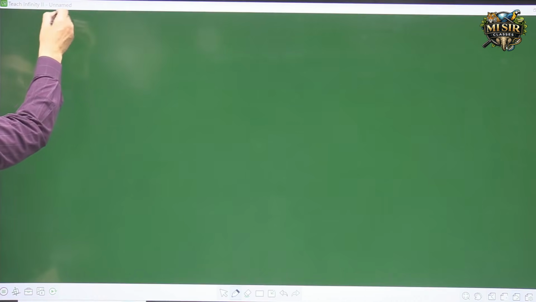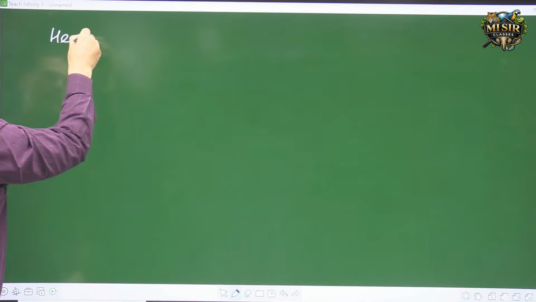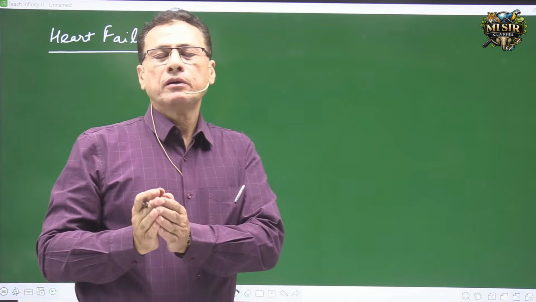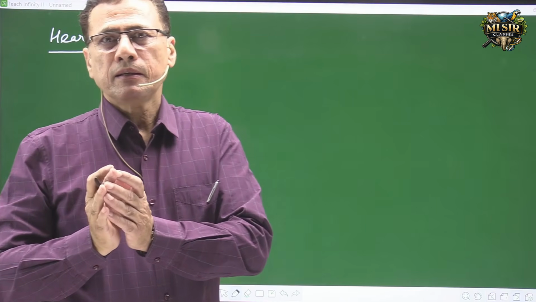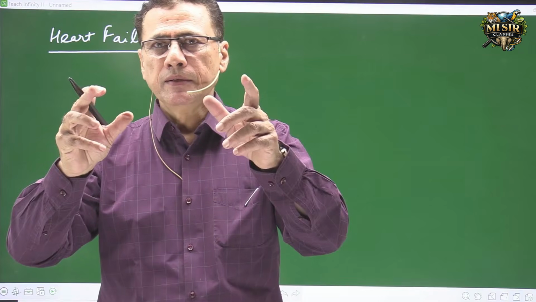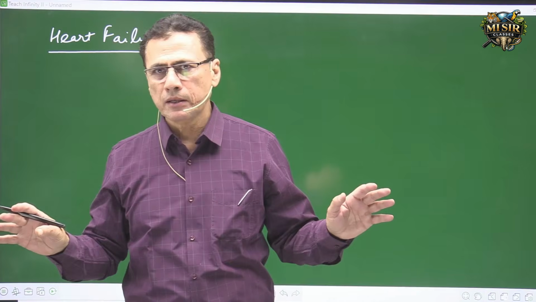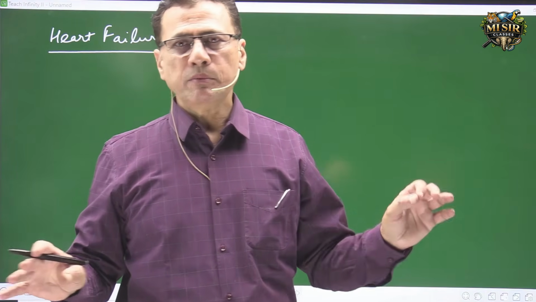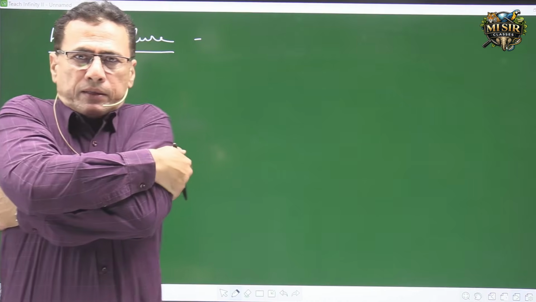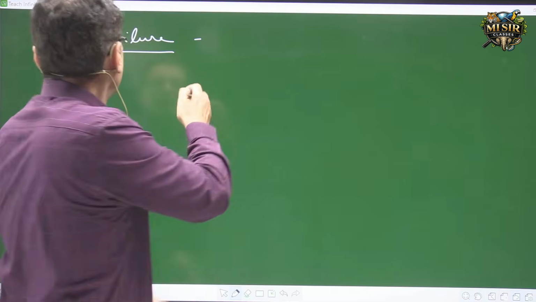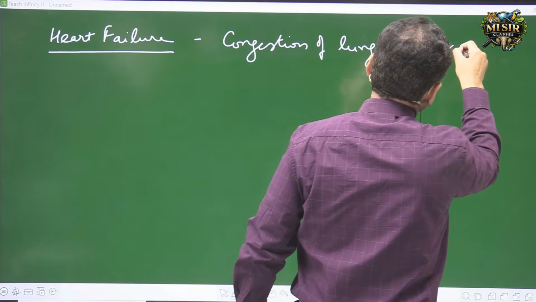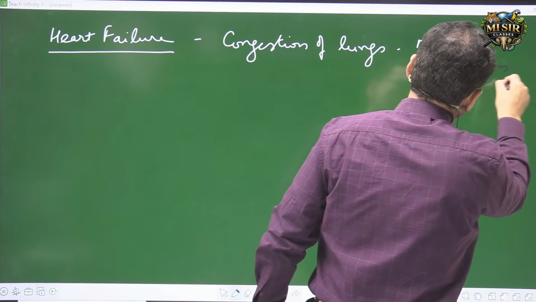Another disease which is discussed over here is heart failure. It is a condition in which heart muscles, for some time, due to some reason, are unable to pump out the blood out of the heart. As a result, the oxygenated blood does not reach the body tissues. This is a reversible condition. The commonest symptom of heart failure is congestion of lungs. It is the main symptom.